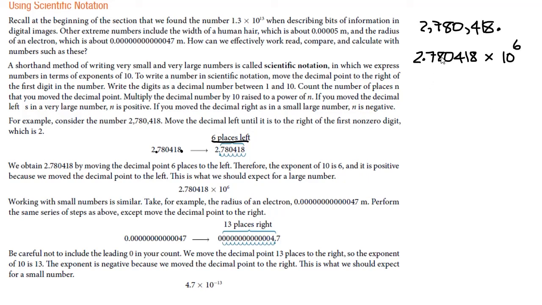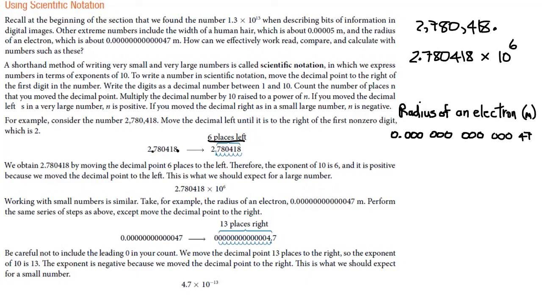So these are exactly the same number. This is written in scientific notation. We can also use scientific notation to represent very, very small numbers. So the radius of an electron is this tiny number here. Now, if we want to write this as 4.7 times 10 to the something, how many decimal places do we have to move this to the right? Well, we have to move it 13 places to the right. So this is negative 13.